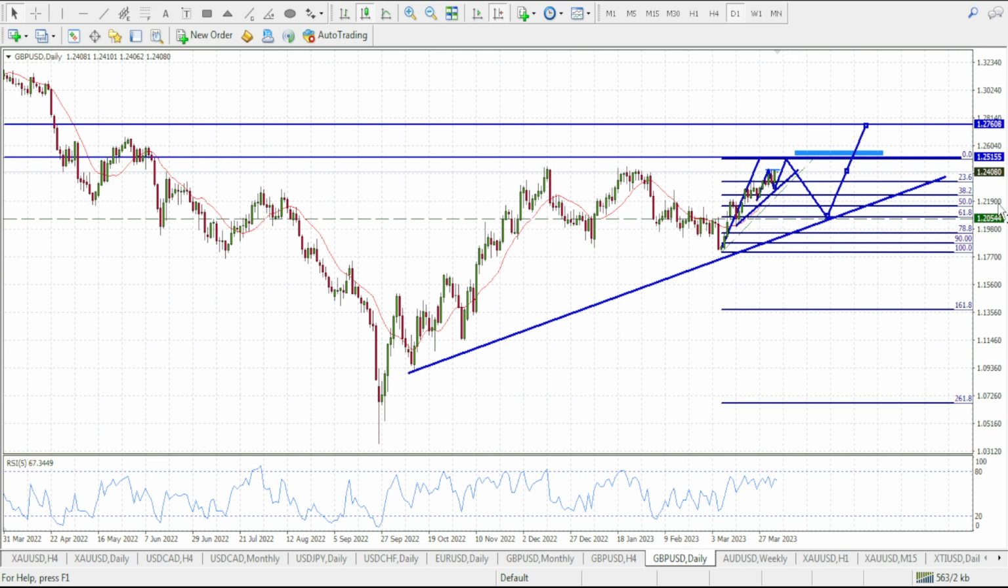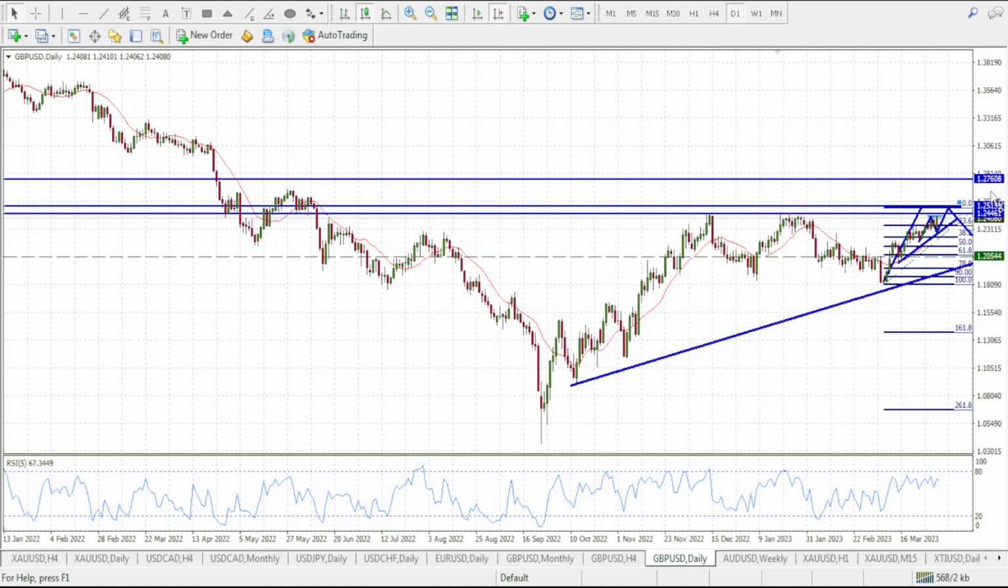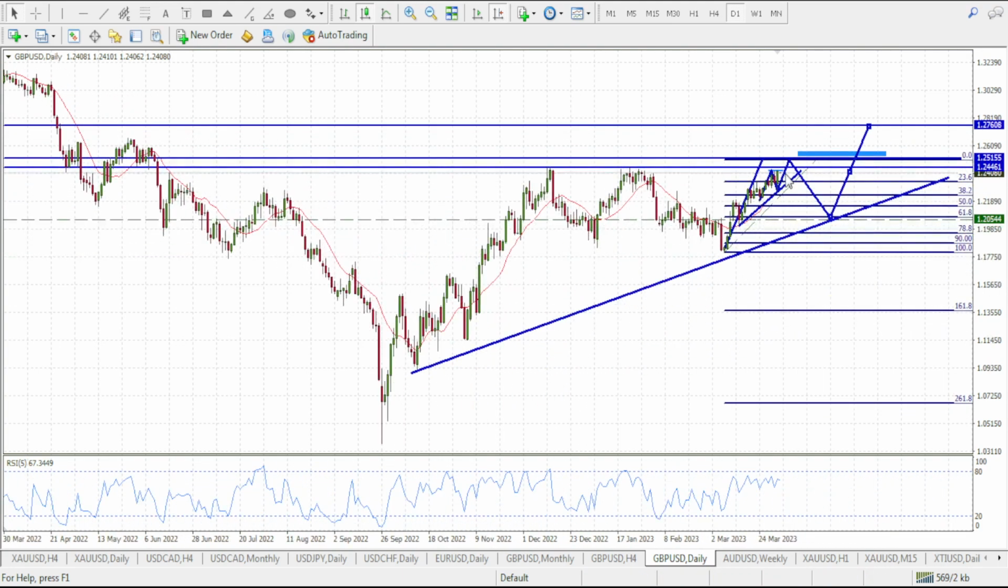Okay, now the most important thing is this level. Obviously, everyone is talking about this level these days because it's a resistance level, and usually at resistance levels, forex traders tend to sell the market.